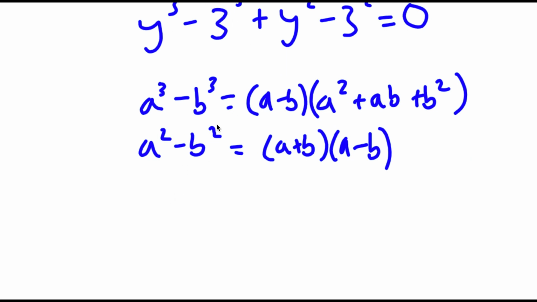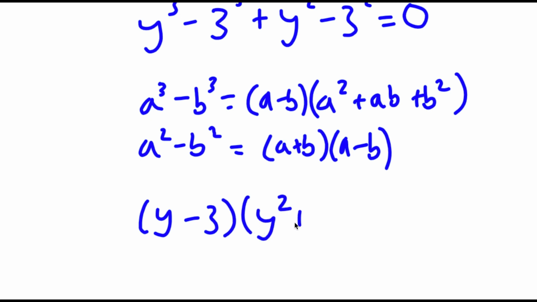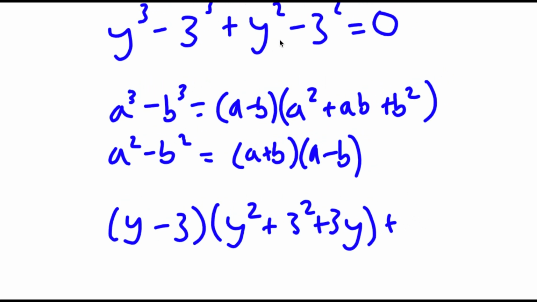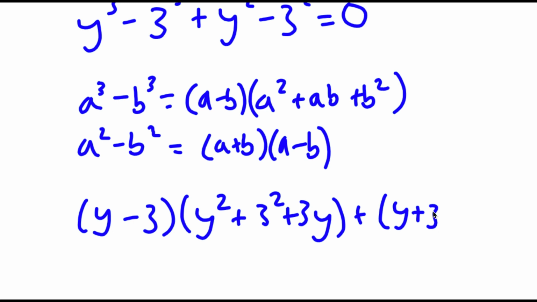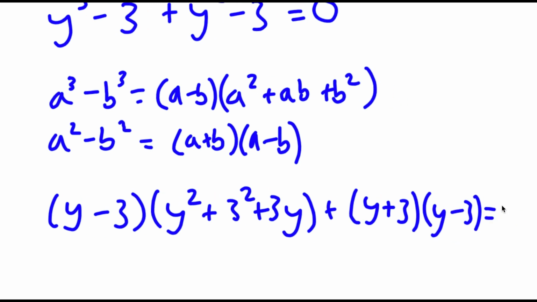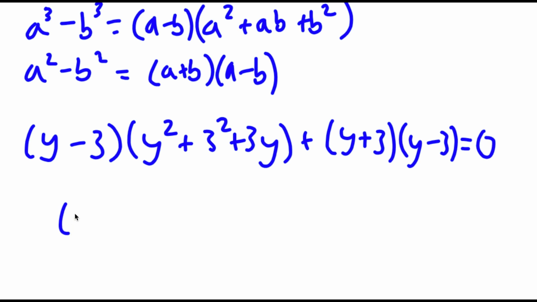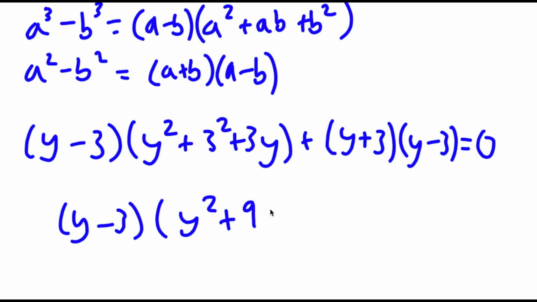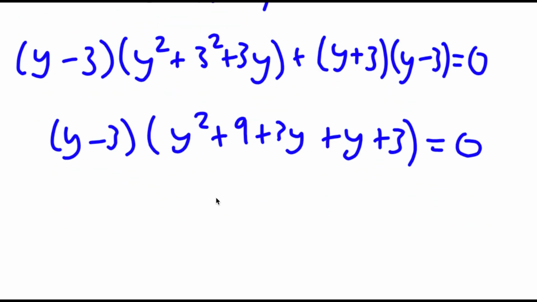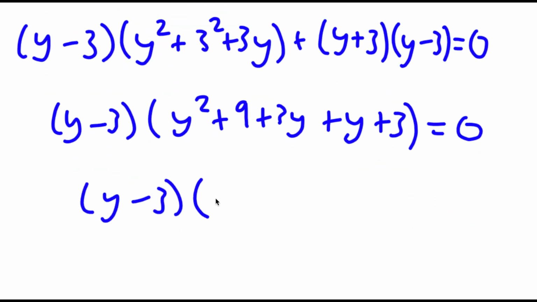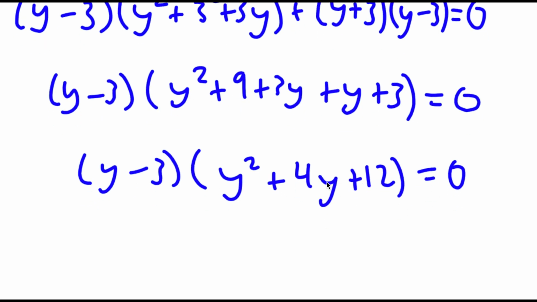the power of 3 as y minus 3 times y squared plus 3 squared plus 3y, plus I can rewrite y squared minus 3 squared as y plus 3 times y minus 3, and this is equal to 0. Now if I factor out y minus 3, I get y minus 3 times y squared plus 9 plus 3y plus y plus 3. This is equal to 0. And this simplifies into y minus 3 times y squared plus 4y plus 12 is equal to 0.